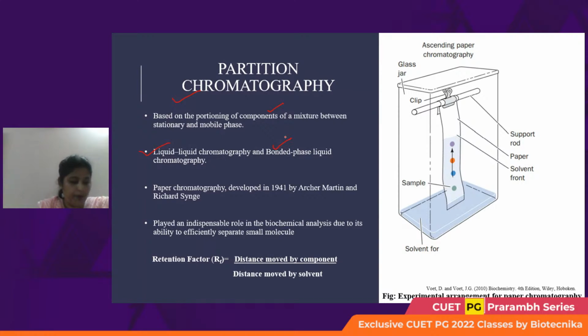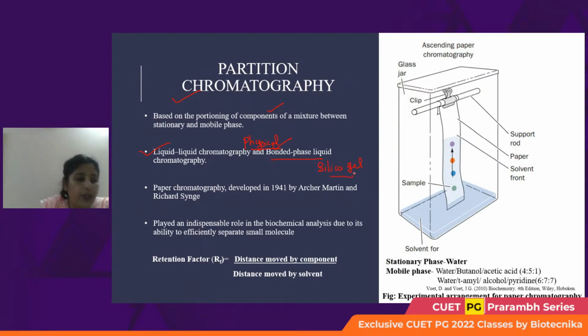Yes or no? So see, basically when we talk about liquid liquid chromatography, here the liquid stationary phase is attached to the supporting matrix by physical means. But when we talk about bonded phase liquid chromatography, here the stationary phase is covalently attached to the matrix. For example, if you have silica gel, in which you have octadecyl side chains which are covalently bonded to free OH groups.